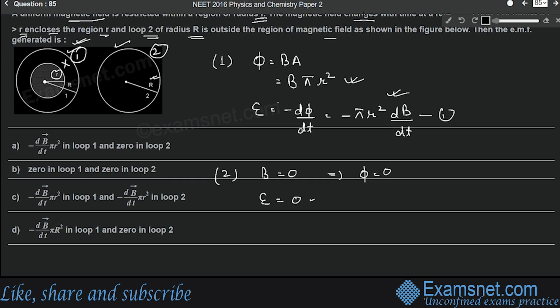In the first one, it is given minus dB by dt into pi r square in loop 1 and 0 in loop 2. Yes, this is correct, right? In the second one, it is given 0 in loop 1. So this is not correct, okay? Because loop 1 has some EMF. In the third one, minus dB by dt pi r square in loop 1, this is correct, and minus dB by dt pi r square in loop 2, this is not correct because loop 2 has 0 EMF. Okay, in the last one, this is capital R, this will not be there, small r will be there because in the region where the magnetic field is present, only that region has to be considered. Okay, so option A will be the correct answer.